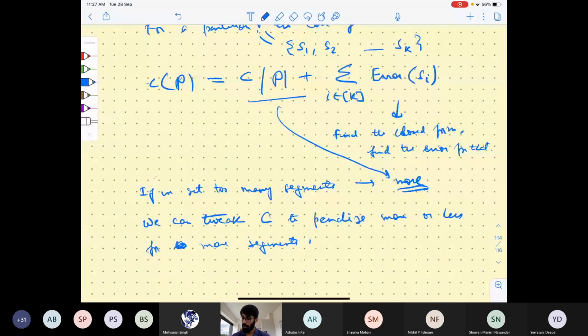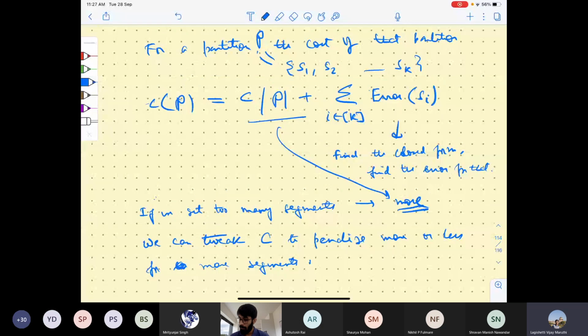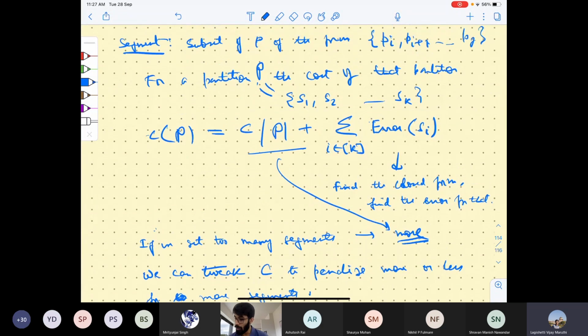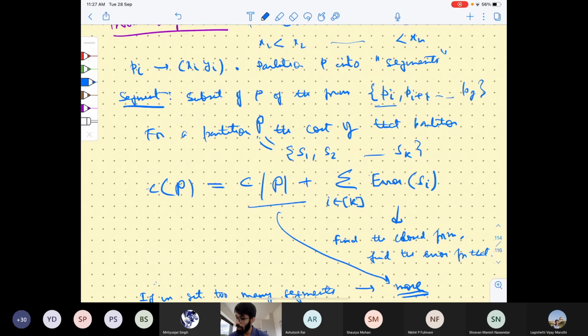Sir, in a segment, do they necessarily need to contain consecutive points? Yes. So that is why I said that this is p_i plus j and so on. So a segment is continuous points, a subset of P of this form. So this is like continuous points.